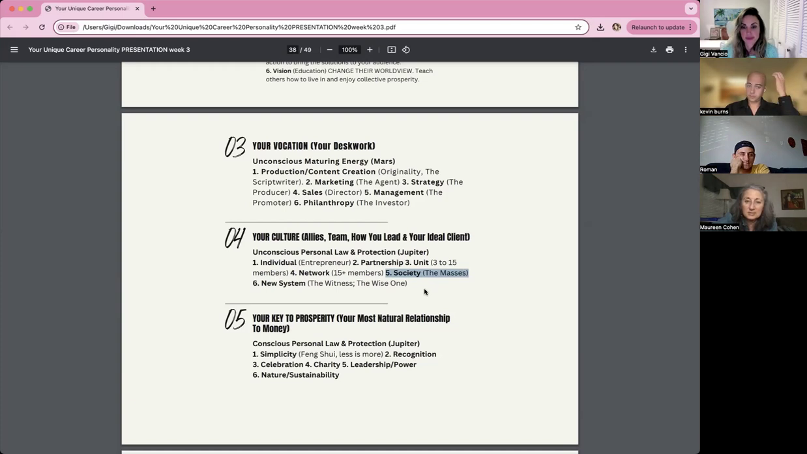This is interesting. I saw this from another place here because I'm a 4 in this, the network, 15 plus members. I kind of resist that or shy away from it. But when I was the team leader on Team, we had the largest team ever. I had over 100 people on my weekends.